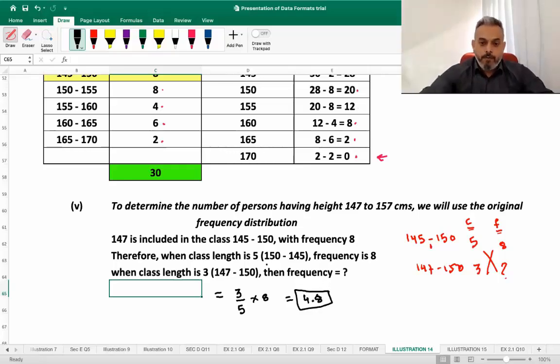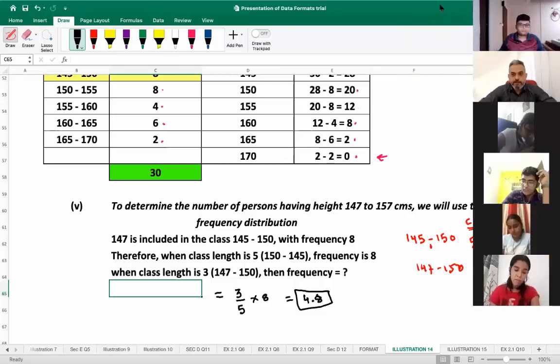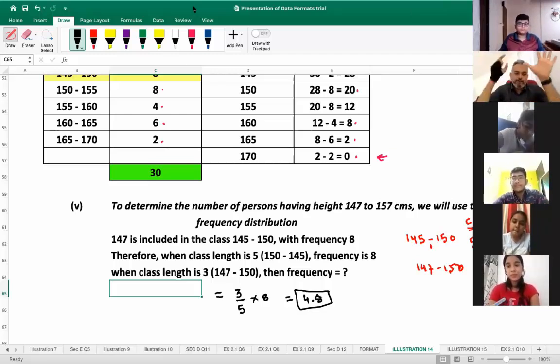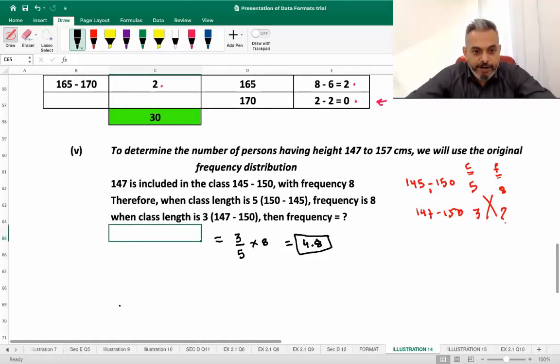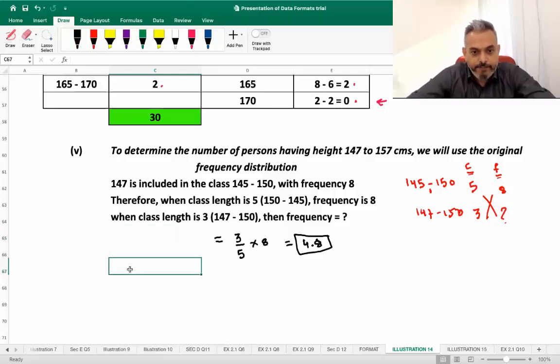Now, we got the frequency for 147 to 150. Is this clear, all of you? Yes, sir. All of you understood? 145 to 150, class length 5 was, so frequency 8 was. Now class length is 3, so what is the frequency? So cross multiply. Is this clear? Now, we proceed for the next part. Now this is 4.8. Now we move ahead.